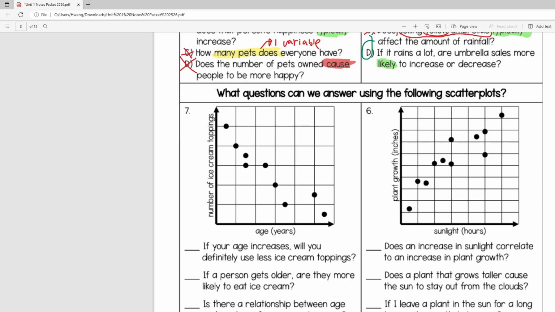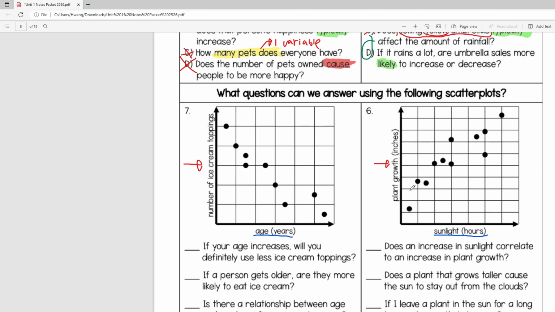Here, before I move on, I want to highlight the independent variables and the dependent variables. Again, the independent variable is always the x-axis and the dependent variable is the y-axis. Have that in mind.